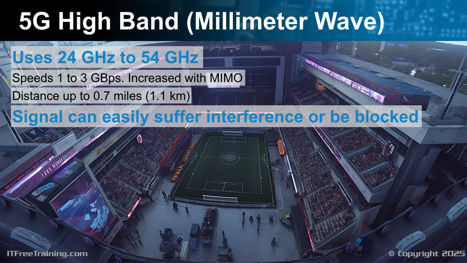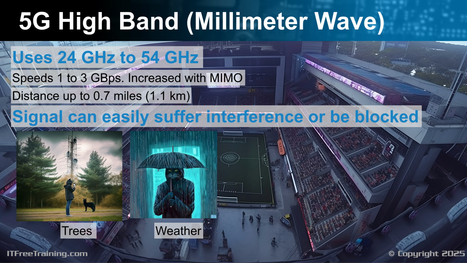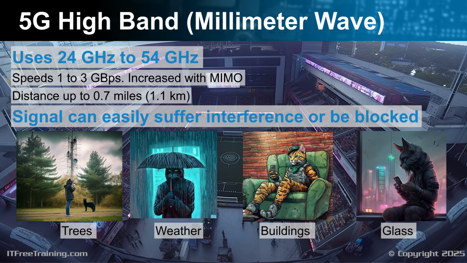The signal can easily suffer interference or be blocked. For this reason, it is good for places like stadiums, where it is a large open area with good line of sight to the base station. Unfortunately, frequencies this high can easily suffer interference from trees, weather, buildings, and even glass. This makes deploying high-band 5G very difficult.